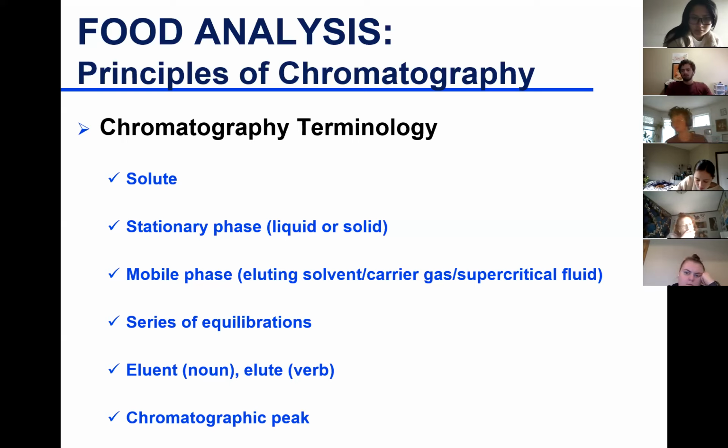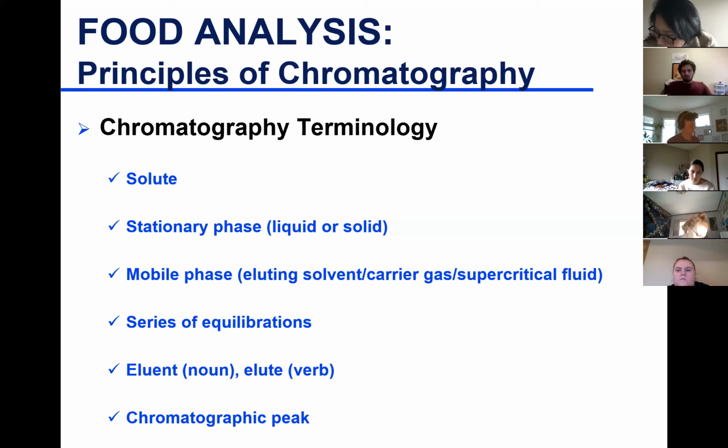Eluent is your solute that is leaving, basically. Sometimes it's called eluent. So if you hear that term, it's a noun, referring to whatever is leaving the column. And then the verb elute is the verb form of eluent. So elute, eluting, that means leaving the chromatography.